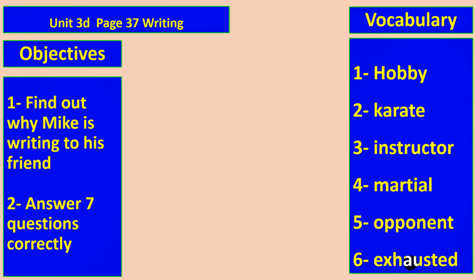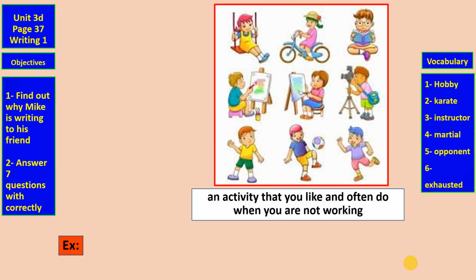Today we are going to study Unit 3D, page 37, writing. Our objectives for today: 1. Find out why Mickey is writing to his friend. 2. Answer 7 questions correctly. Our vocabulary: happy, karate, instructor, martial, opponent, exhausted.